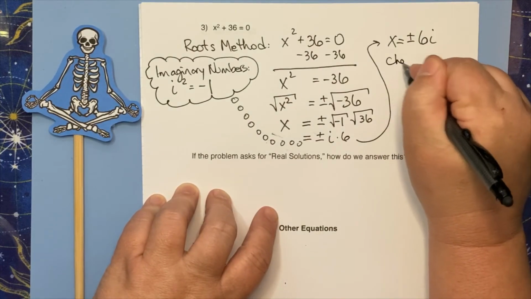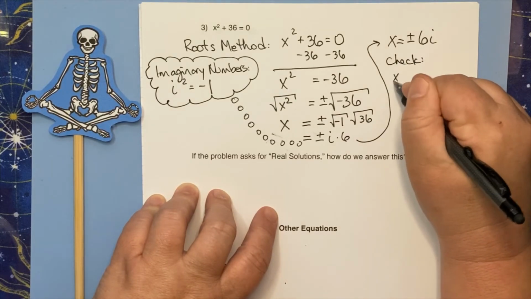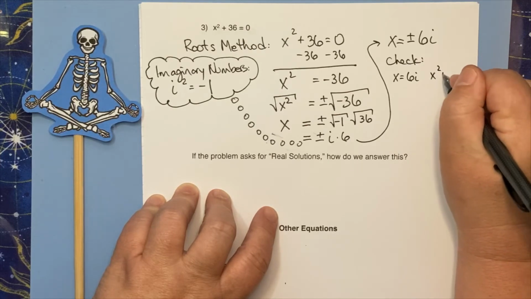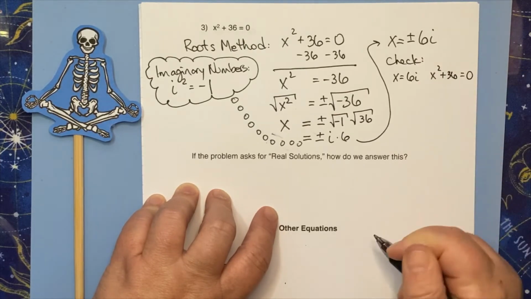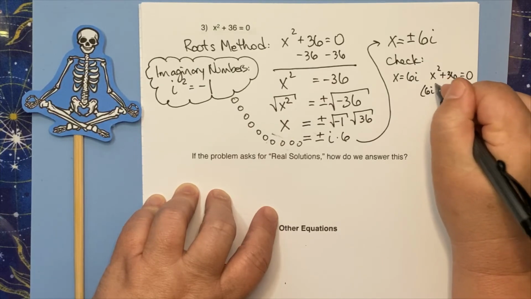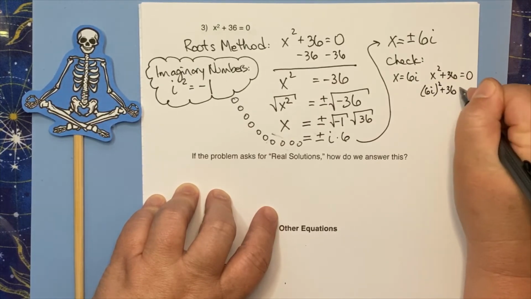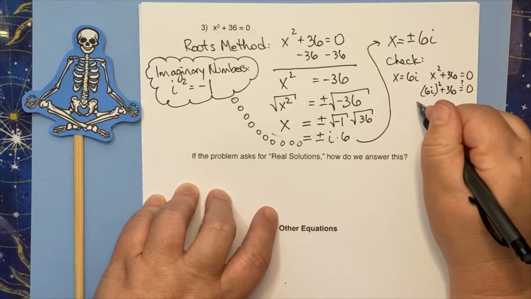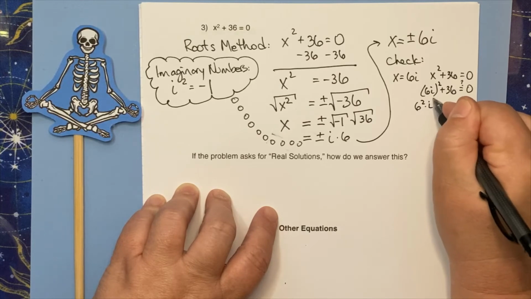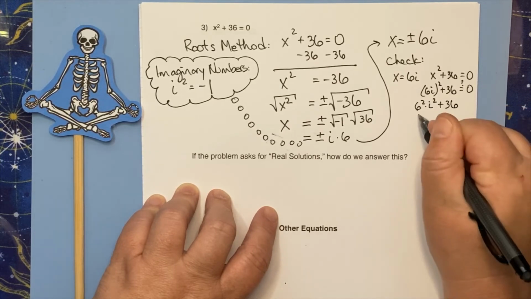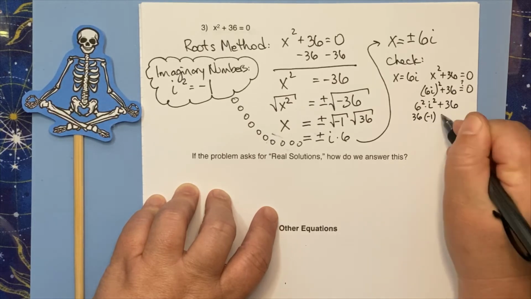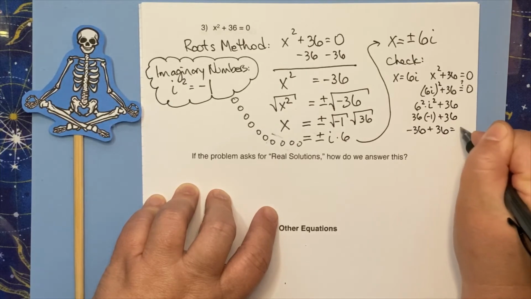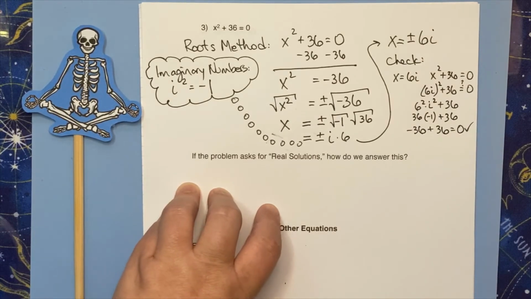So if I go to check, I want to check x equals 6i. Then I say x squared plus 36 equals 0 is my equation, right? So I've got 6i squared plus 36 equals 0. So 6i squared is 6 squared times i squared plus 36. That's 36 times a -1 plus 36. So that's -36 plus 36. That's equal to 0. Woohoo!